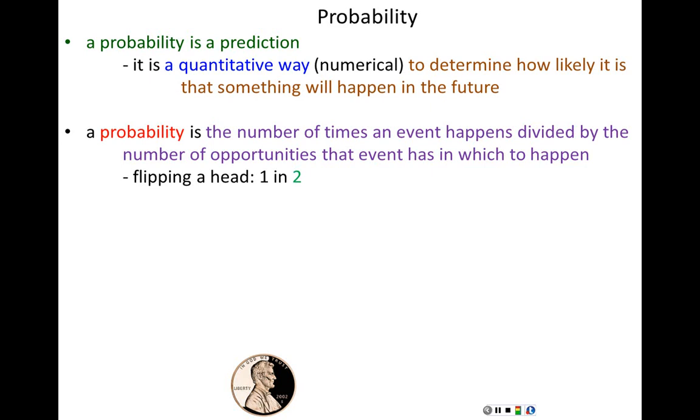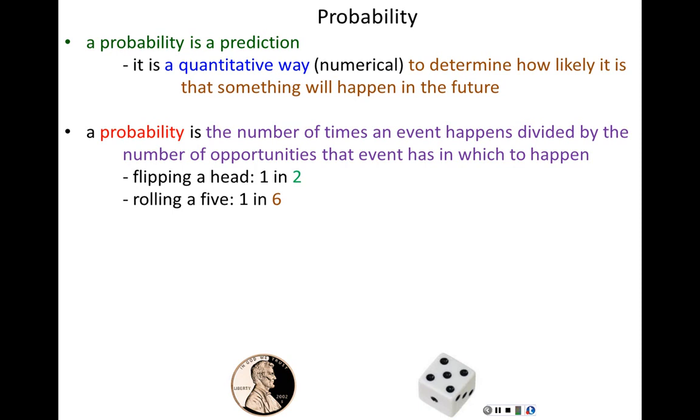What's the probability of getting a head when there's one head, 1, divided by the total number of things that there are, well, 2, a head or a tail. So the probability of flipping a head on a coin is 1 in 2. On a die, the probability of rolling a 5 is 1 in 6.